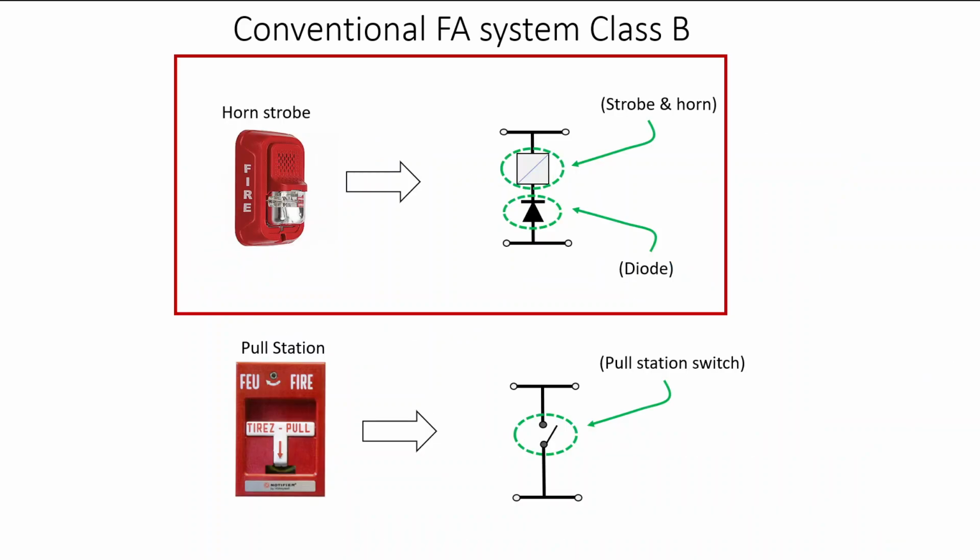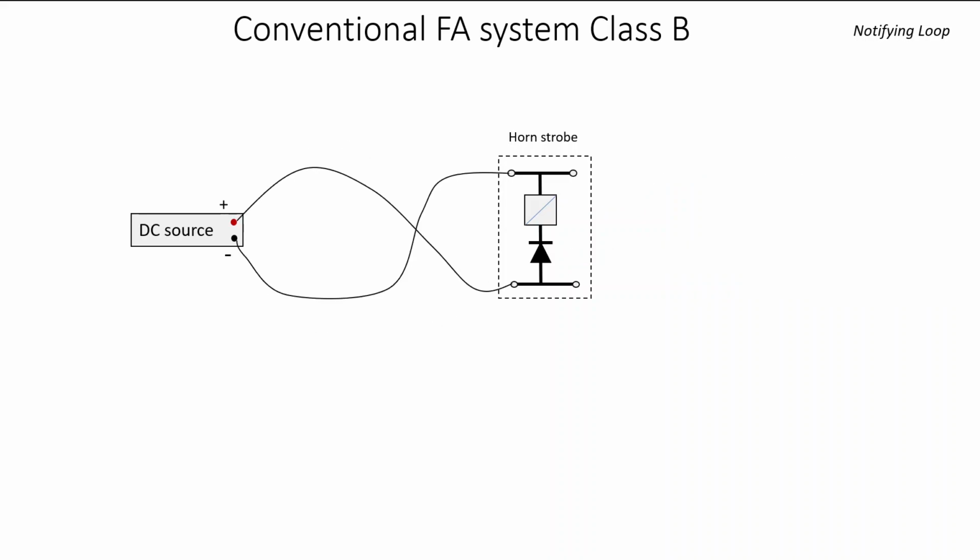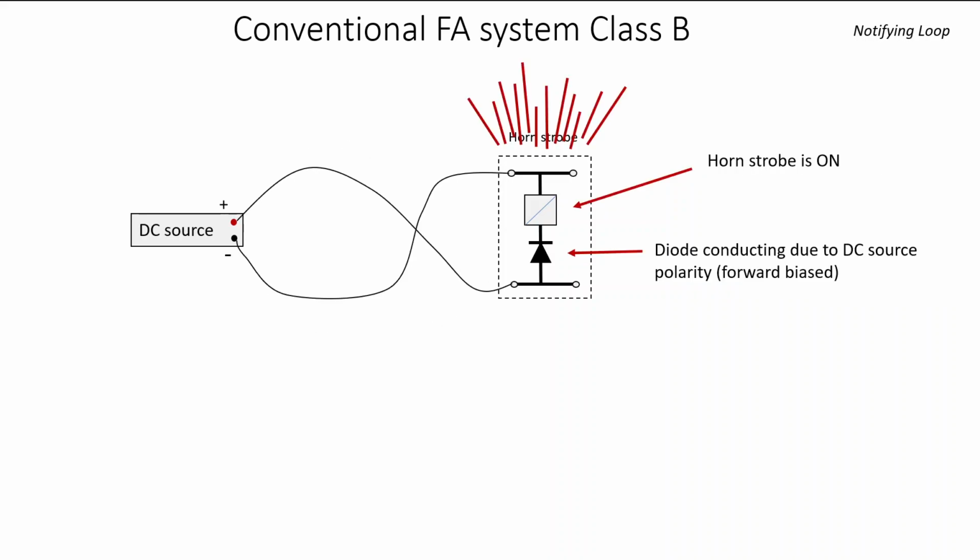That then brings us to the notification circuit and the horn strobe. Why do we have a diode in there? When we have a diode in a circuit with a DC source, it acts as a one-way polarity sensitive switch. In this particular orientation, the diode is blocking due to the DC source polarity. That means it's reverse biased, and it means that the horn strobe remains off. If we were to take the wires and reverse them and connect them, the diode would then be conducting due to this DC source polarity having been reversed, and it would be forward biased, and the horn strobe would be permitted to then energize, and all of the flashing lights and the horns would sound.